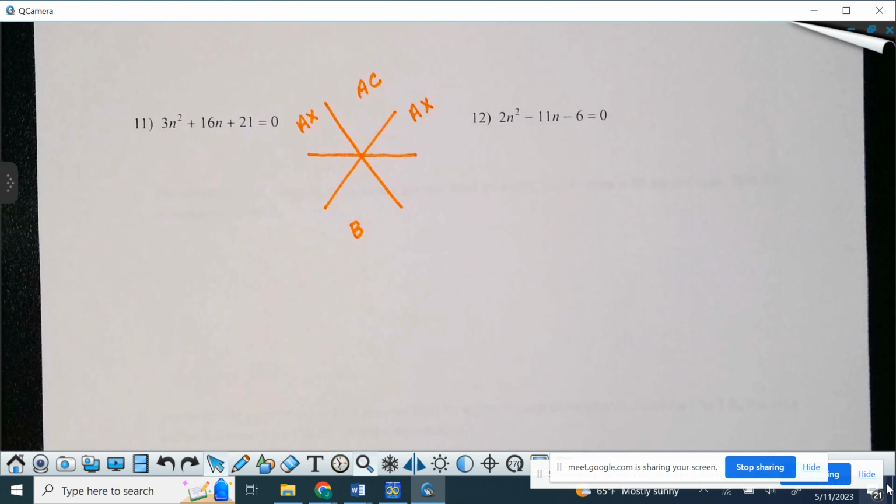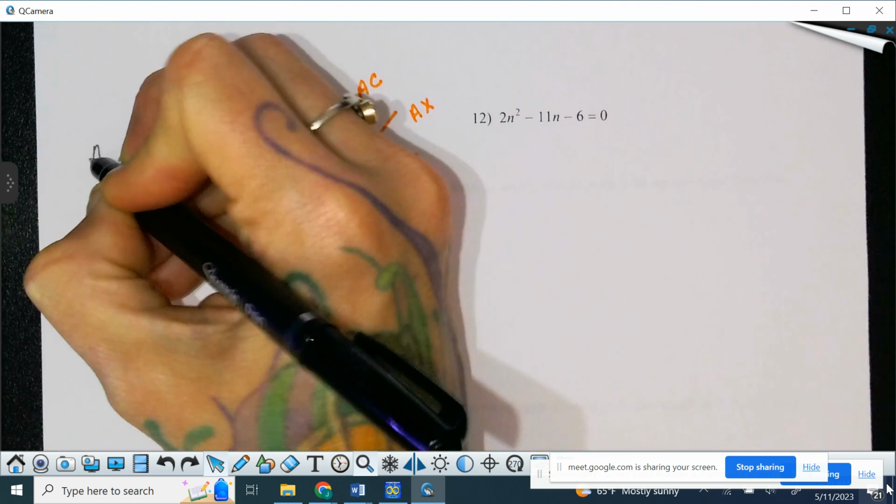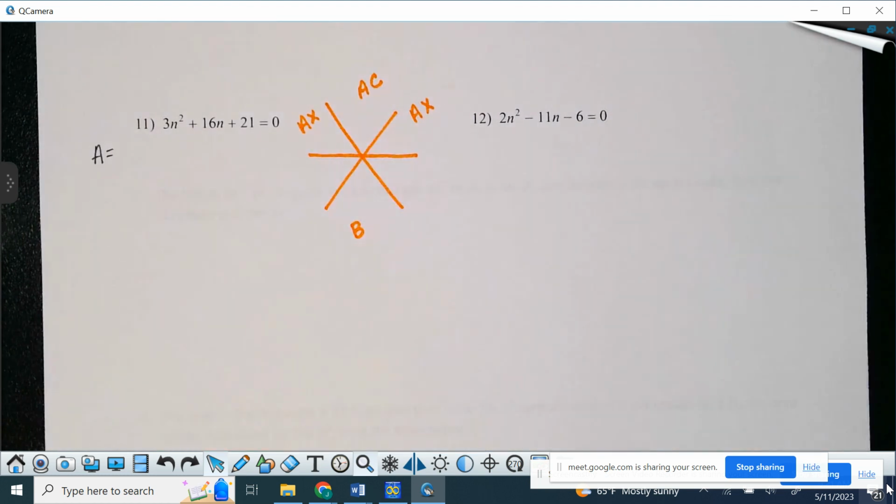So what is our A? I'm sorry, let's back up. Is there a GCF? 3, 16, and 21. Is there a GCF between 3, 16, and 21? No, right? 3 and 21 would be great, but 16 messes up the flow. So what is A?